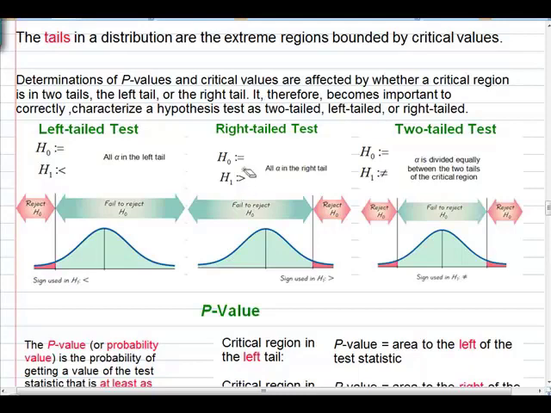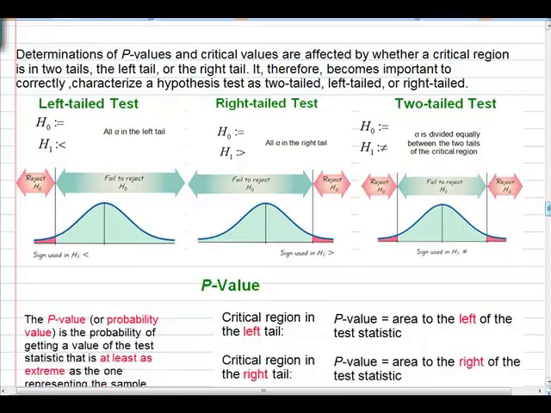On a right-tailed test, equality in the null hypothesis, always equality. The inequality would be pointing to the right, or greater than, and your rejection region or your critical region would be over here to the right. In a two-tailed test, we would have the equality for the null, not equal to for the alternative, and our critical region could be at either end here. Just kind of reviewing that concept.